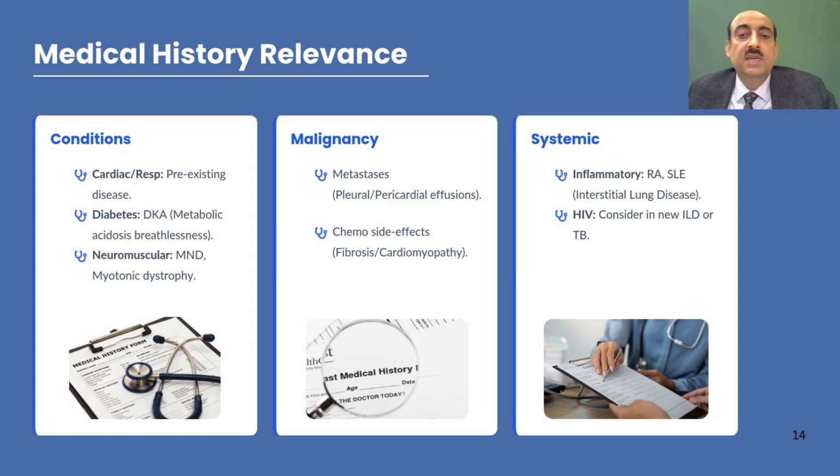In terms of systemic conditions, any inflammatory conditions like vasculitis, SLE or rheumatoid arthritis can lead to shortness of breath, either from the disease itself or from the treatment, like methotrexate. HIV also matters, especially if anybody has new interstitial lung disease or new onset pulmonary tuberculosis without any obvious risk factors; think of systemic immunosuppression like HIV.